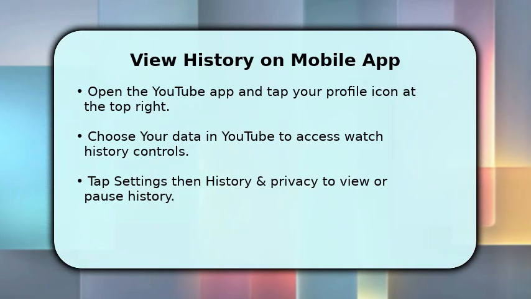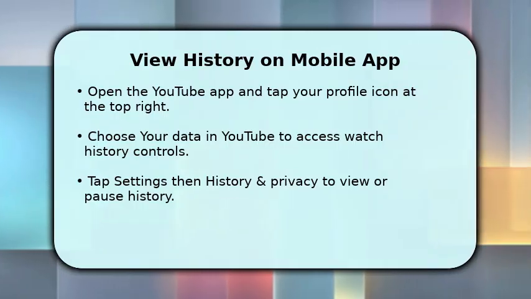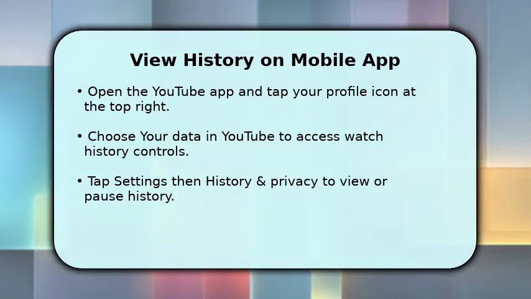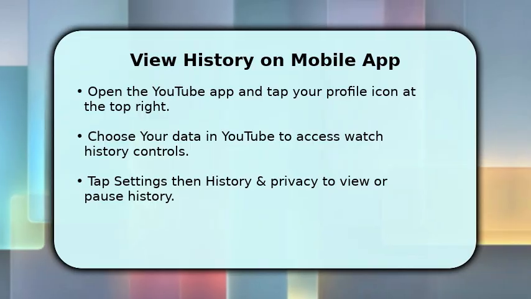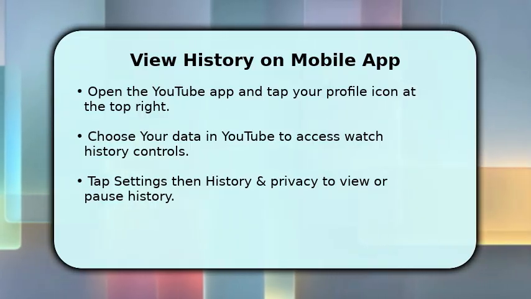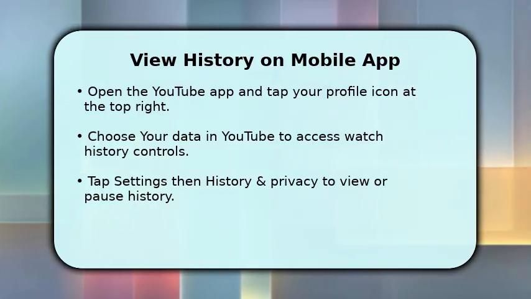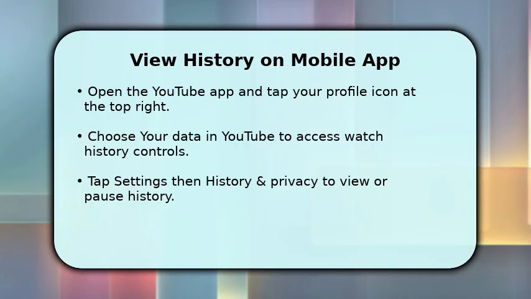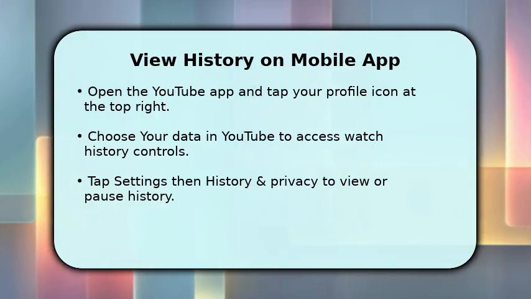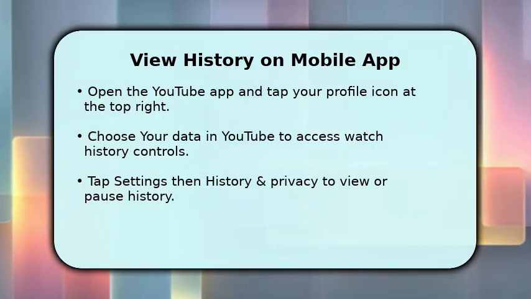Open the YouTube app and tap your profile icon at the top right. Make sure you are signed into the same Google account you use on desktop. Tap your data in YouTube to reach history and privacy settings quickly. Alternatively, open Settings, then select History and Privacy to access history controls.